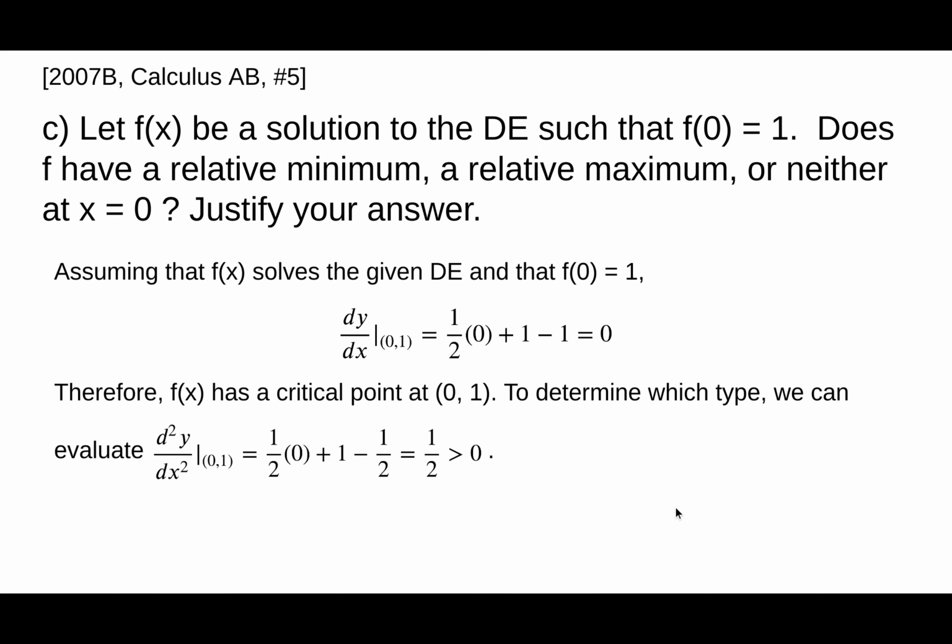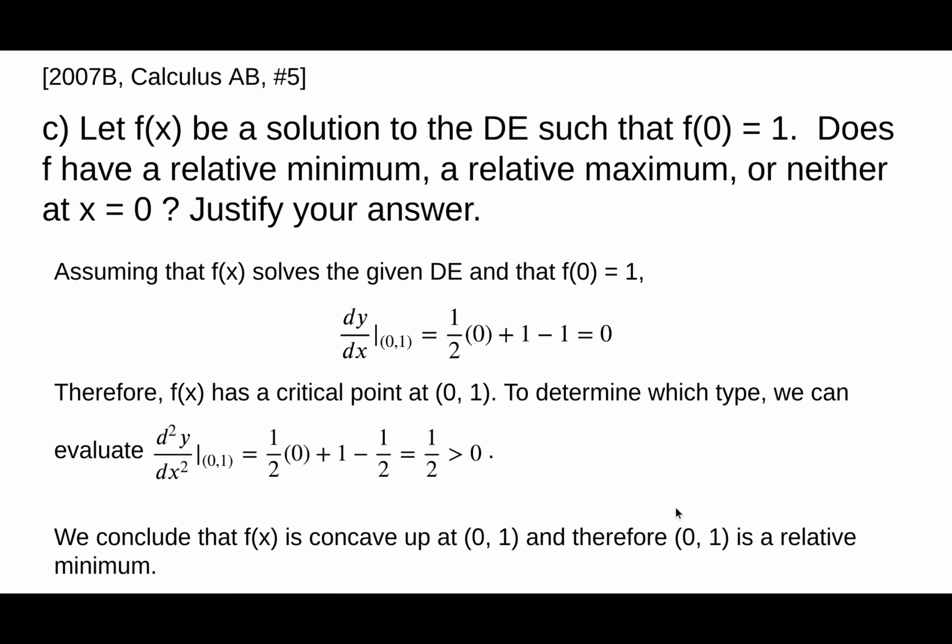To determine which type, we can evaluate the second derivative, which we already found. Evaluating the second derivative at the point (0, 1), we find that d2y/dx2 at (0, 1) is positive 1/2, which is greater than 0. So the concavity there is positive. It's going to be concave up, which means that f of x has a relative minimum at (0, 1), because its derivative is 0 there and it's concave up, so it's at the bottom of that little dip. So f has a relative minimum at (0, 1).